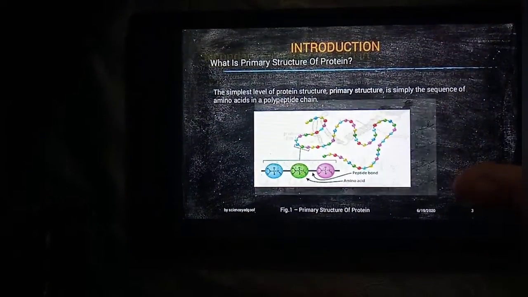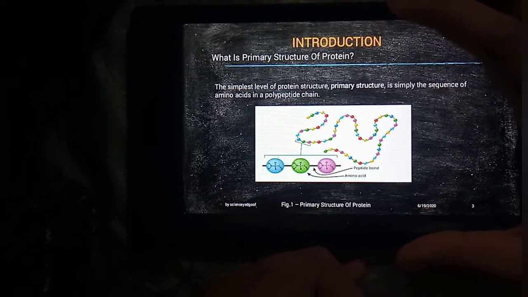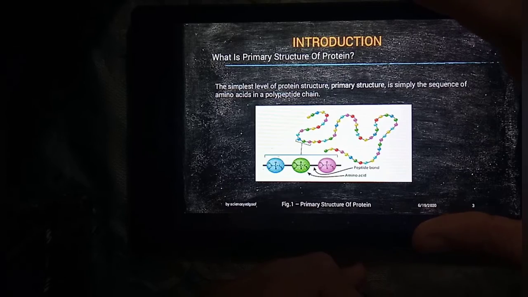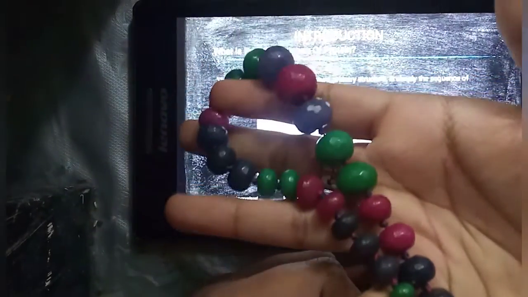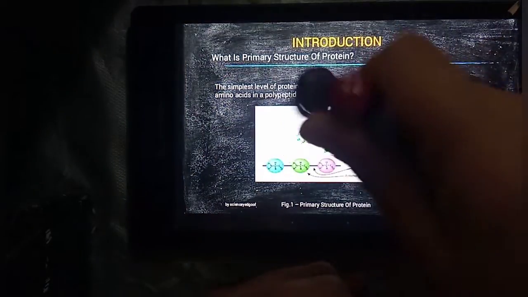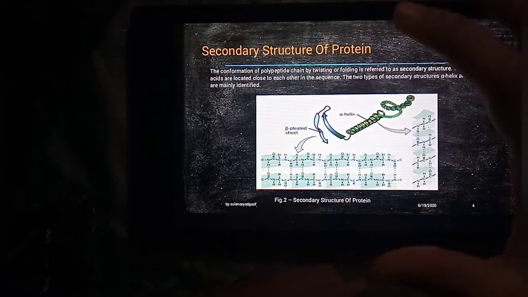So coming back, what is primary structure? It is the simplest level of protein structure, and it is a simple sequence of amino acids in a polypeptide chain, which is very similar to this beaded structure. That is referred to as the primary structure of protein.